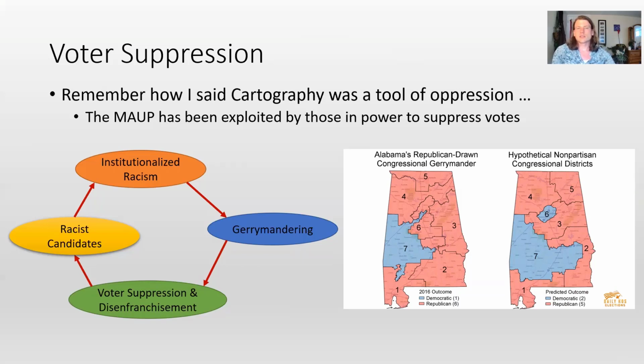And so this leads to this feedback cycle where you have institutional racism that leads to gerrymandering, which leads to voter suppression and disenfranchisement, which leads to more racist candidates, which further cements institutional racism, which leads to gerrymandering, voter suppression, and so on and so forth. This is a really serious problem that happens in the United States, but to a lesser extent, it also happens in Canada as well.